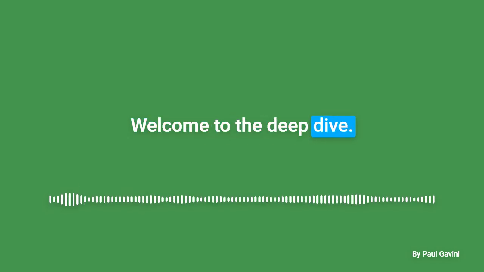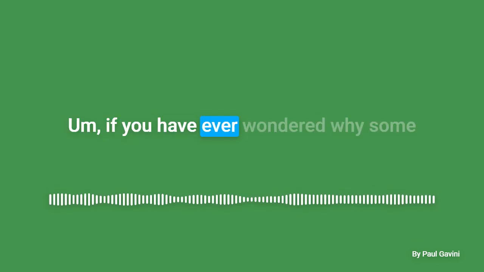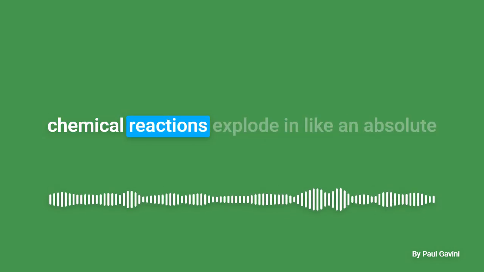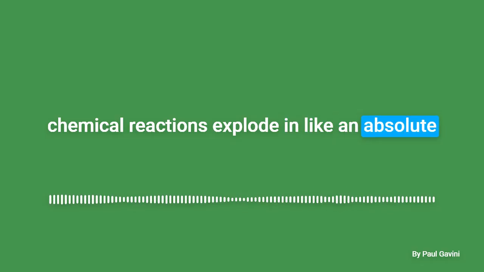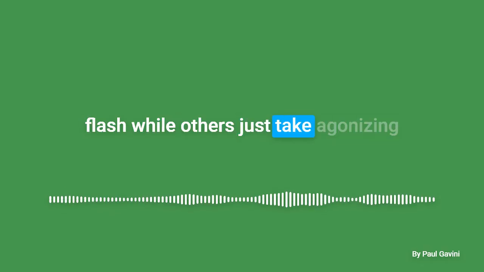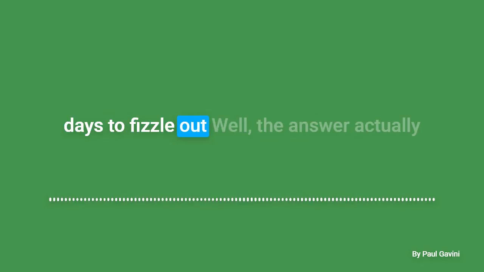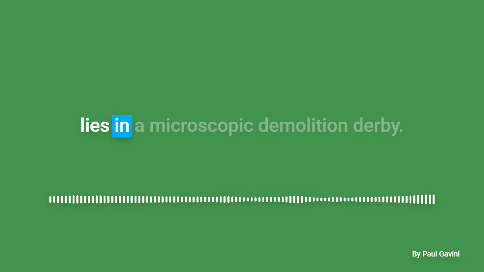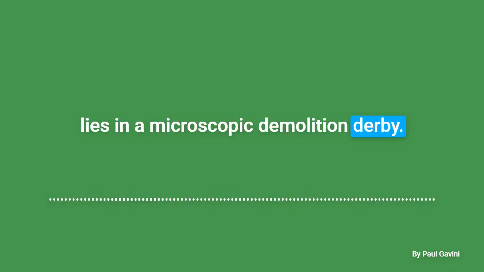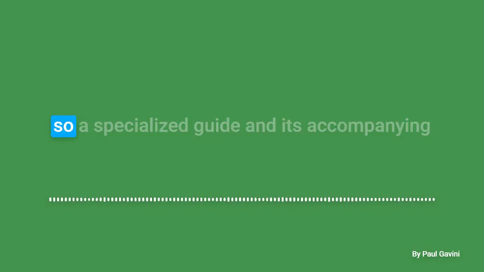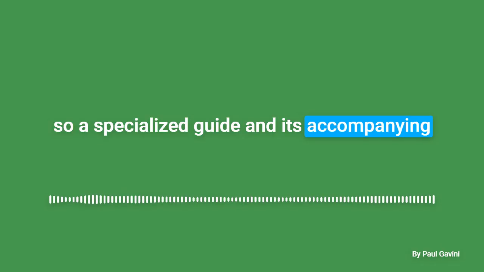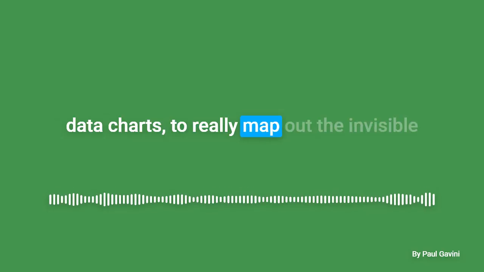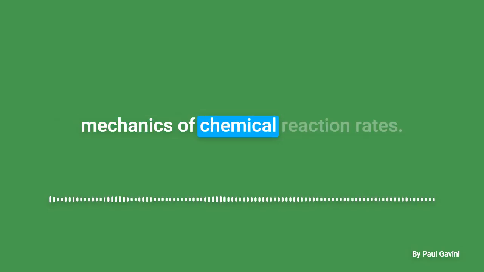Welcome to the deep dive. If you have ever wondered why some chemical reactions explode in an absolute flash, while others take agonizing days to fizzle out, the answer actually lies in a microscopic demolition derby. Today, we are taking our stack of sources, a specialized guide and its accompanying data charts, to map out the invisible mechanics of chemical reaction rates.